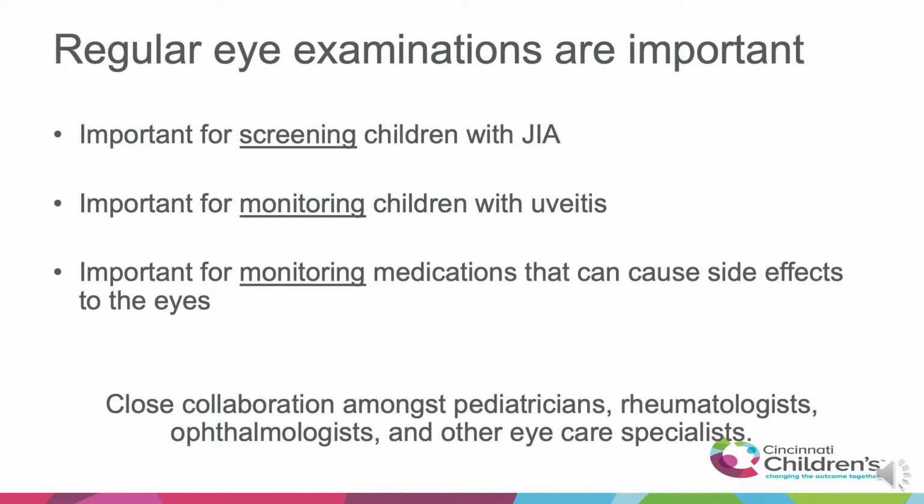So I want to emphasize that these visits to the eye doctor are very important for several reasons. First, for children who have a diagnosis of JIA, it's important that they undergo regular visits to screen for uveitis development, especially since uveitis tends to not have any symptoms. So we want to make sure that uveitis is detected and treated early. The other type of visit is to monitor inflammation when a child is diagnosed with uveitis and the response to treatment. So it's really important that the whole team works closely together.